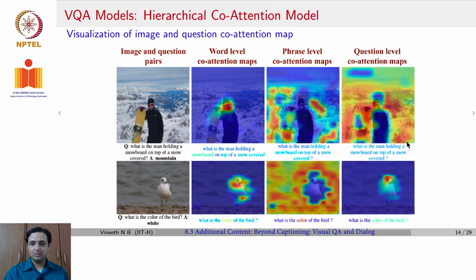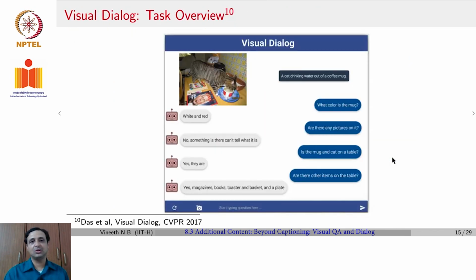And finally, when the model comes to a question level attention map, what is the man holding a snowboard on top of a snow covered, the model looks at everything other than the person to be able to get the answer mountain. And in the other example, what is the color of the bird? The model is looking exactly at the bird to give the answer white.